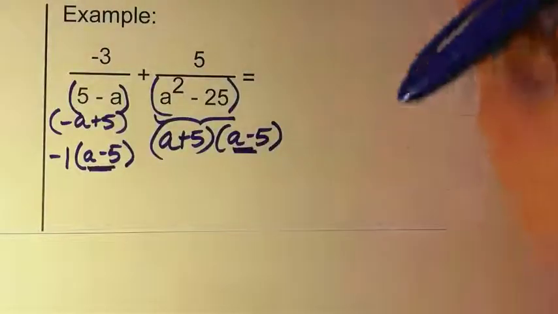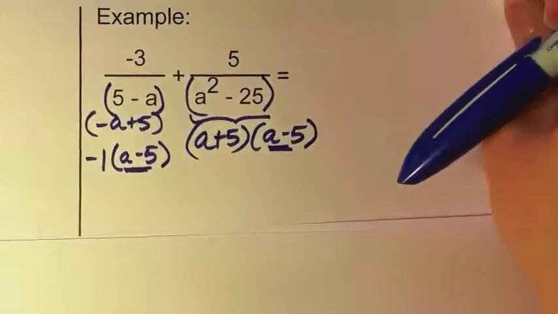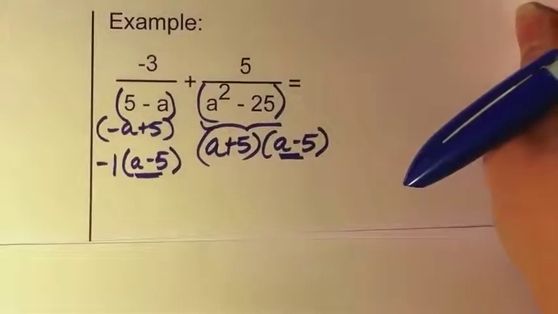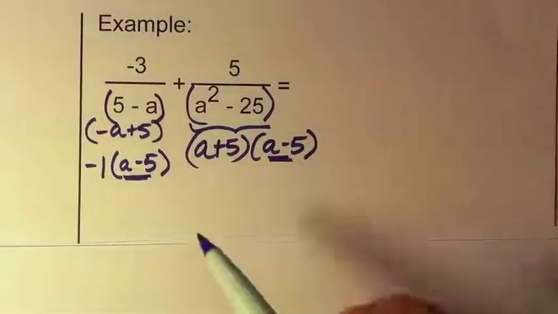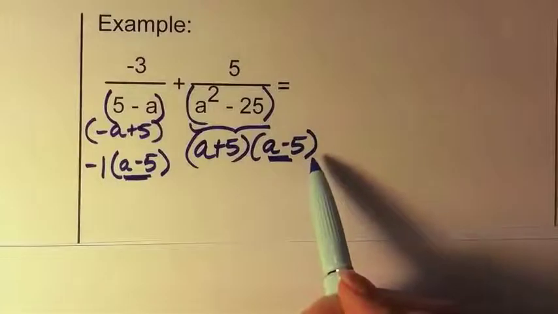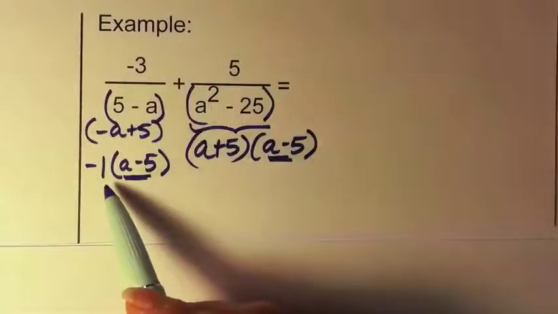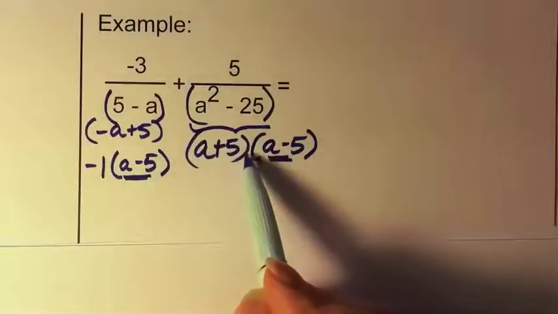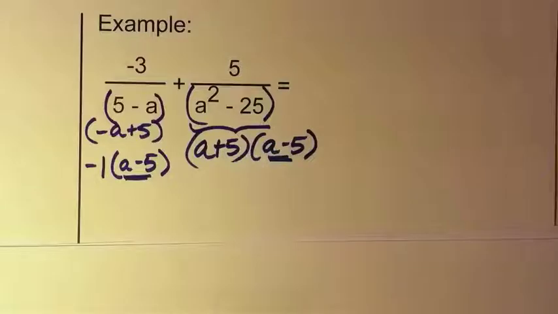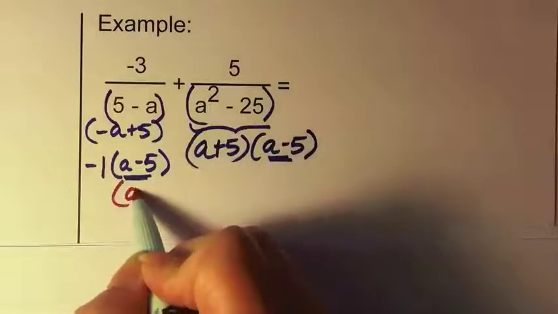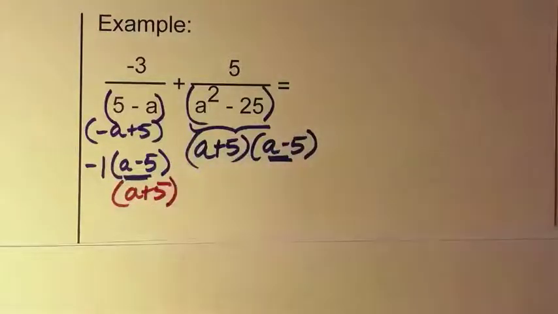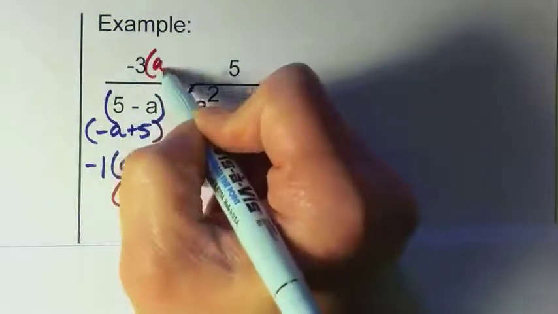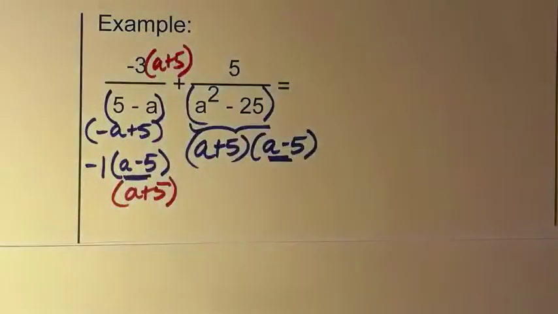So next, I'm going to see if I need to swap any factors right now, okay? If I take a look, they both have an a minus 5. This side has a negative 1. This side has that a plus 5 additional. So what that means is this side needs an a plus 5. So I'm going to give it an a plus 5 on the top and on the bottom.